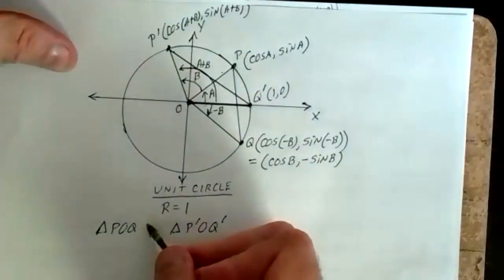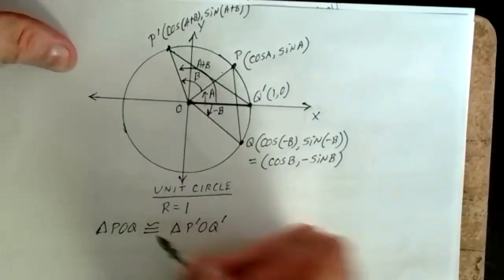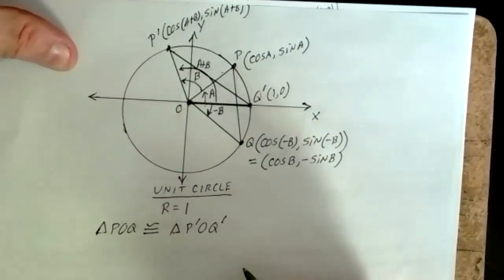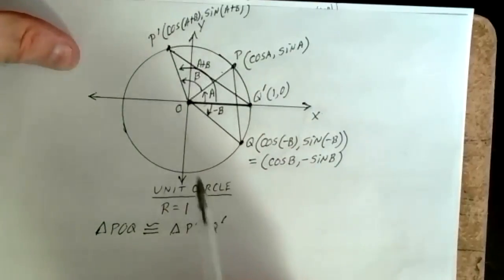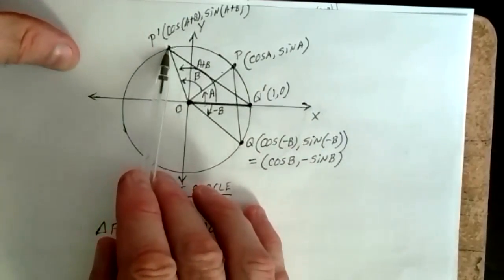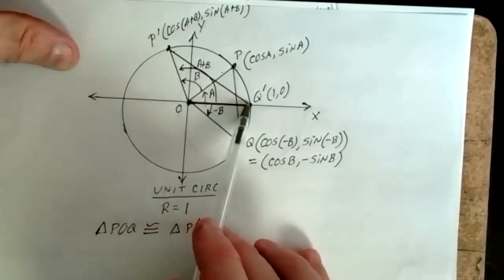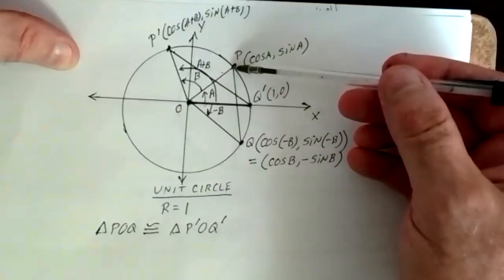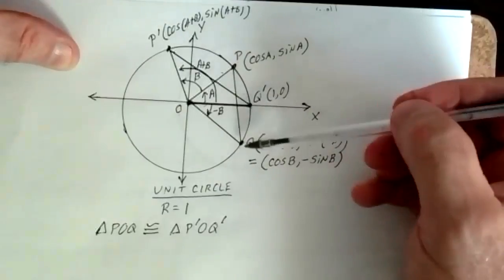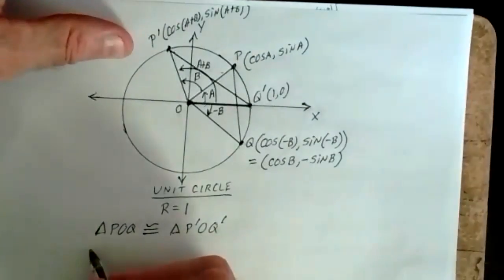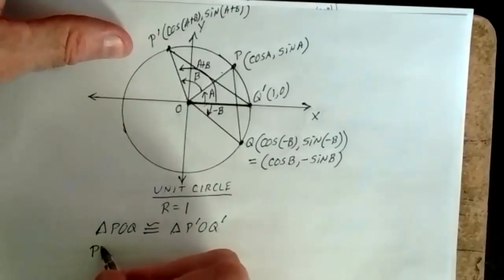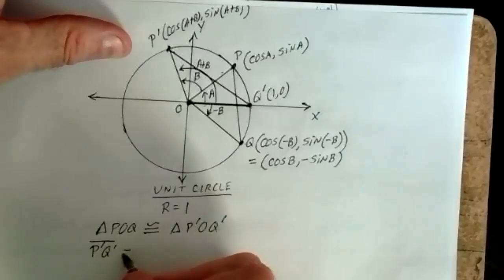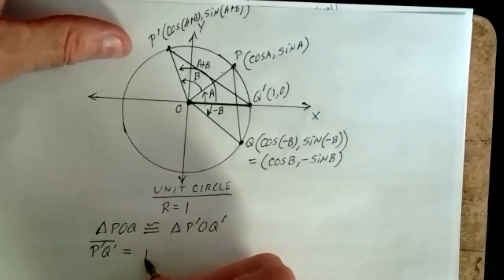Well, these two triangles are congruent to each other. And being the case, ladies and gentlemen, it must be true then that the length of side P prime Q prime would be equal to the length of side PQ. So again, the length of that line segment P prime Q prime would be equal in length to the line segment PQ.